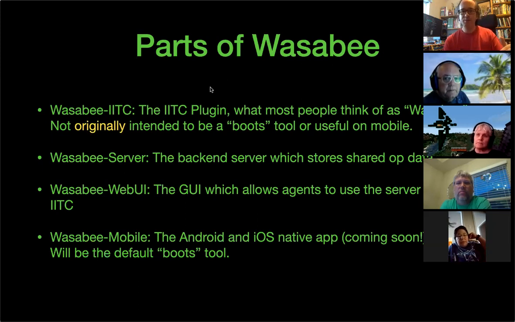The second part is the Wasabee server. This is the backend server which stores your shared op data and facilitates communication. Its job is to move messages around as quickly as possible. It's a process written in Google's language Go. I've seen it installed on Windows. SNED, one of the developers, got it running on Windows. But mostly I run it on Linux or OpenBSD or Google Cloud App Engine.